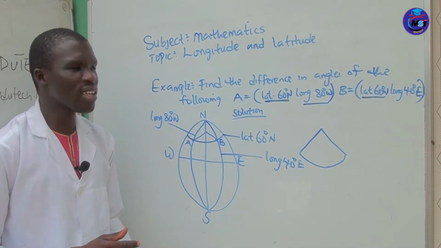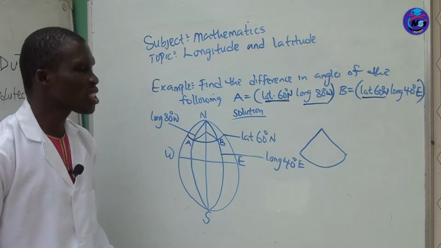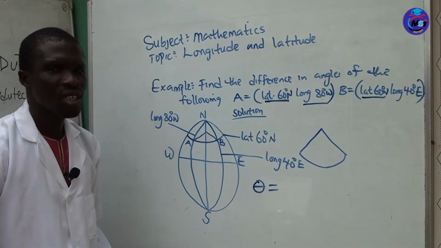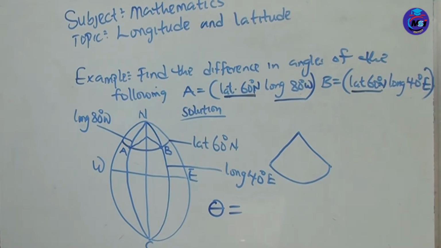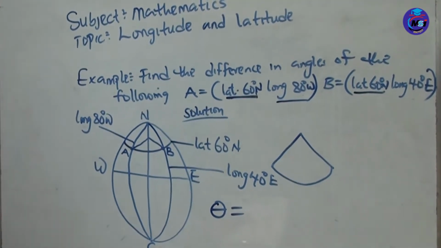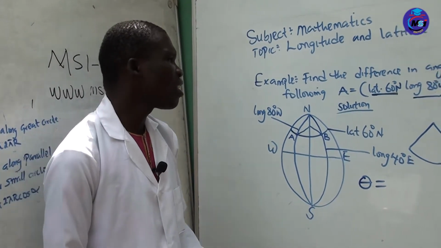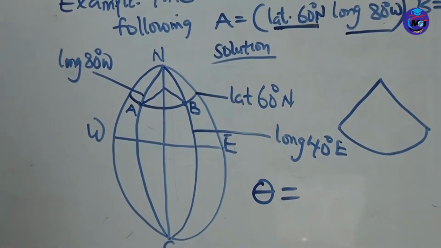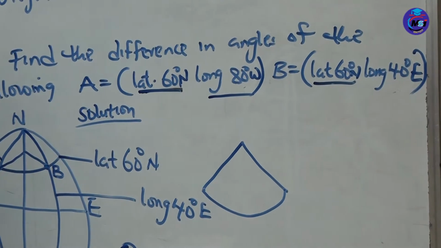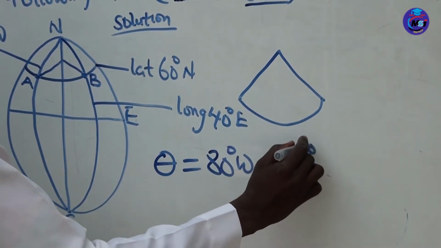Now, the next thing to do is to find the difference in the angles of A and B. Theta is the angle. While finding the difference, there is something you need to do. If you have different directions, you add. If you have the same direction, you subtract. So if you bring 80° west and 40° east, it will give you 80° west plus 40° east.